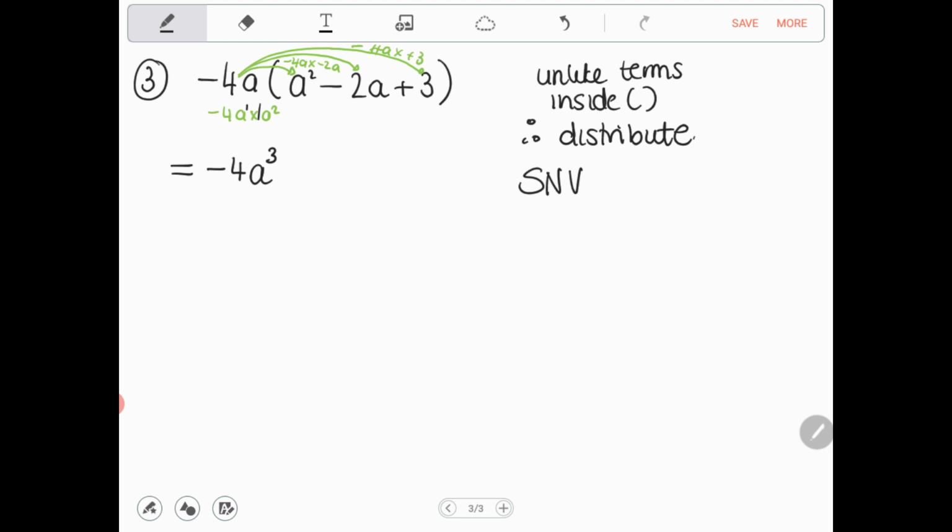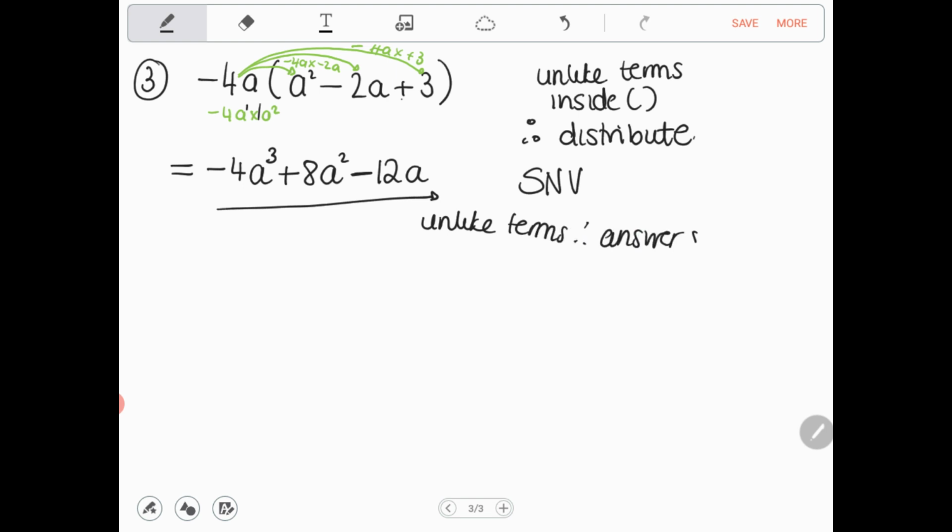Then we start again. We're doing a negative 4a times a negative 2. So we've got a negative times a negative is a positive. 4 times 2 is 8, and a times a gives you a squared. And then we start again with the last one. A negative times a positive is a negative. 4 times 3 is 12, and we have our a. And these are unlike terms. So your answer stays like this.